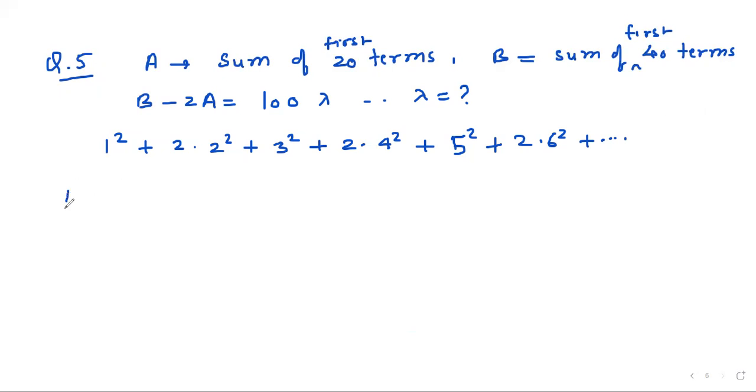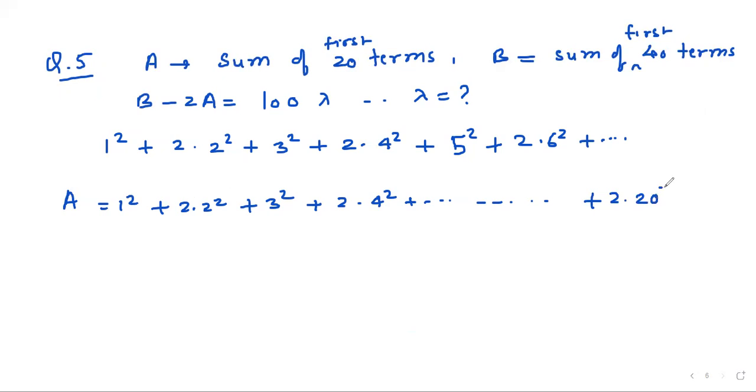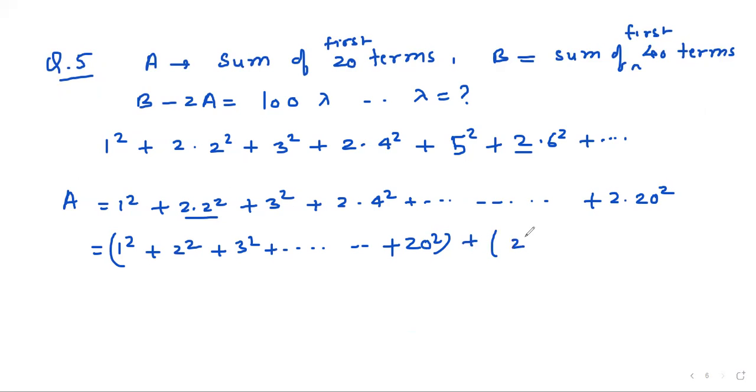So here A is given as the sum of the first 20 terms: 1 square plus 2 times 2 square plus 3 square plus 2 times 4 square plus dot dot dot plus 2 times 20 square. Here 2 times is used for even numbers. So this can be written as 1 square plus 2 square, where we can write 2 square twice. I take 2 square plus 3 square plus dot dot dot till 20 square in one bracket, and then 2 square plus 4 square plus 6 square plus 8 square till 20 square, where only even numbers are there. It means there will be 10 terms here, and 20 terms in the first bracket.